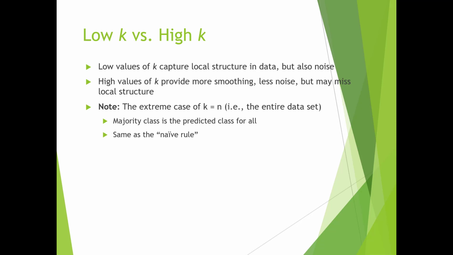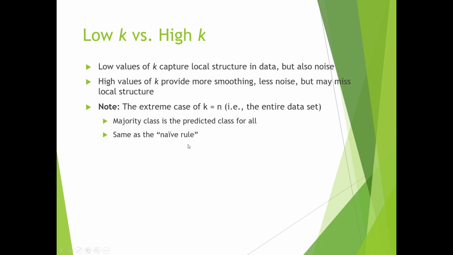But the problem with large k, the larger the number of neighbors you take into account, is that you may be missing some pattern that's available because you're looking at it from way too high. You may miss some details that are available only when you look closer. So it's a kind of balancing game. Low values of k capture local structure but also noise. High values of k provide more smoothing, less noise, but will miss the local structure. So it's a competing thing, and you have to balance the two.